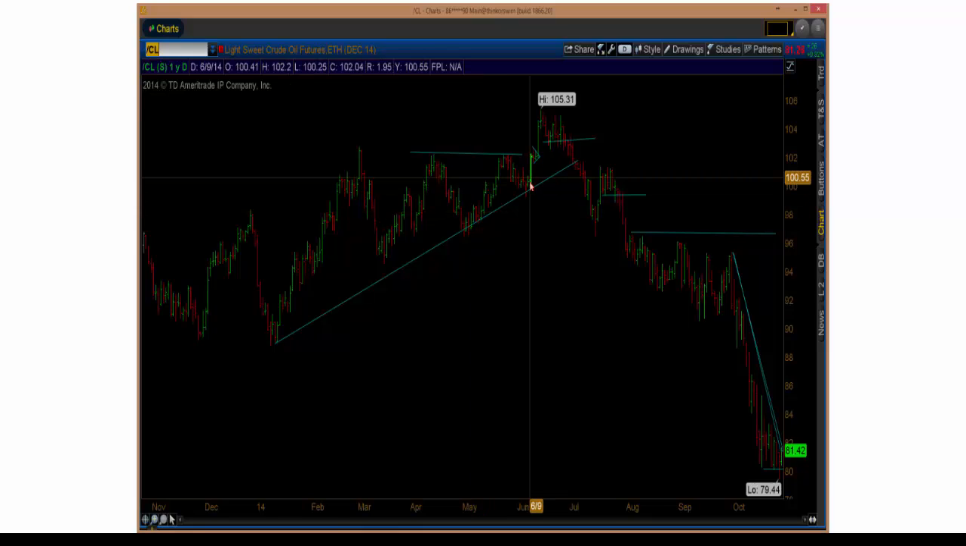I get long on the close of this day. I don't love it because it ends up slightly mid-range to lower, but it works out the next day.